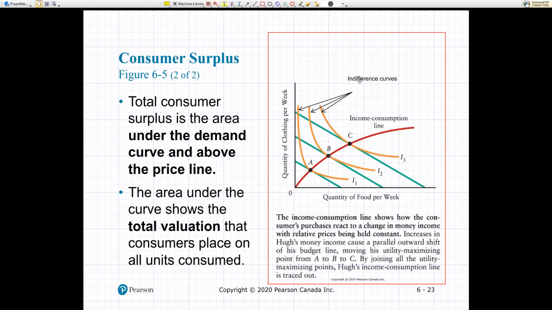So an indifference curve, I'm just going to say here, is all the combinations of two goods which yield the same utility.